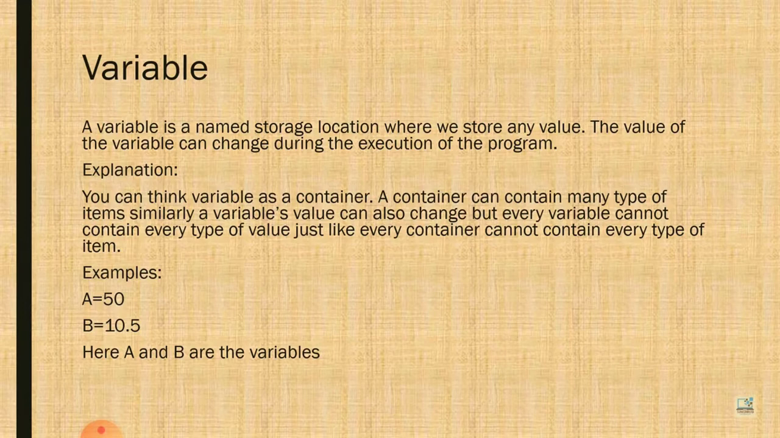Now whatever we store in a variable, that can change, meaning the value of the variable can be changed. For example, if I say A is 50, then again I can say A is 60 also. Means the value of A can change also. A variable can change its value. So in the following example, we have A equal to 50, B equal to 10.5. So here A and B are the variables.